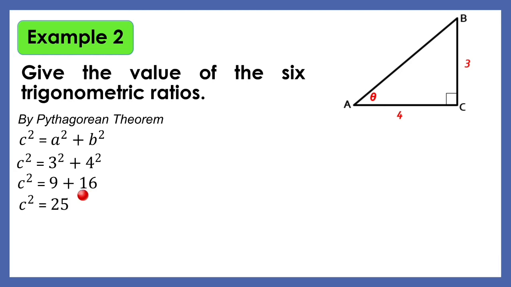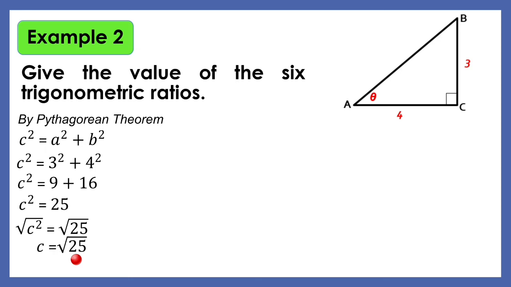We have c squared equals 25. Apply natin yung square root property. Square root natin both sides. We have square root of c squared equals square root of 25. Ang maiiwan na lang dito is c equals square root of 25.